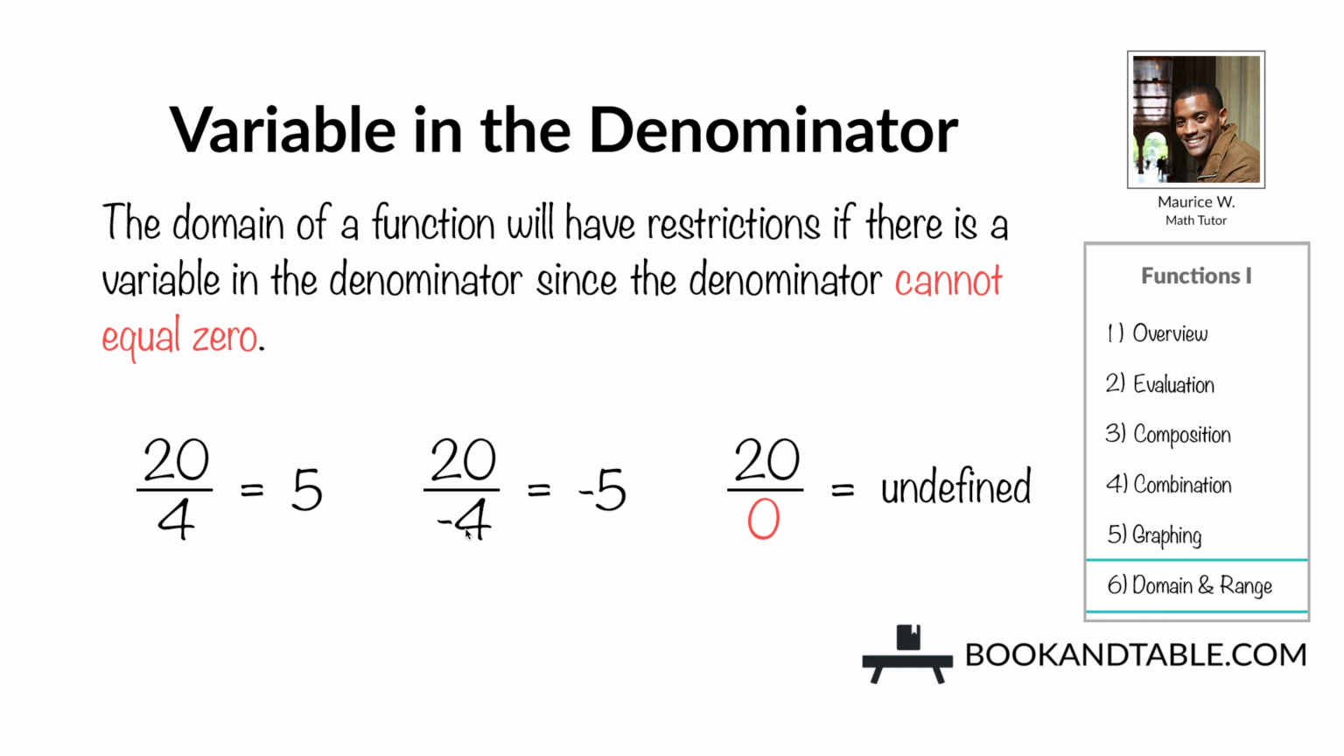The number in the denominator can be negative. 20 divided by negative 4 is equal to negative 5. So we can divide by a positive number or a negative number, but we cannot divide by 0. This will make the quotient undefined.